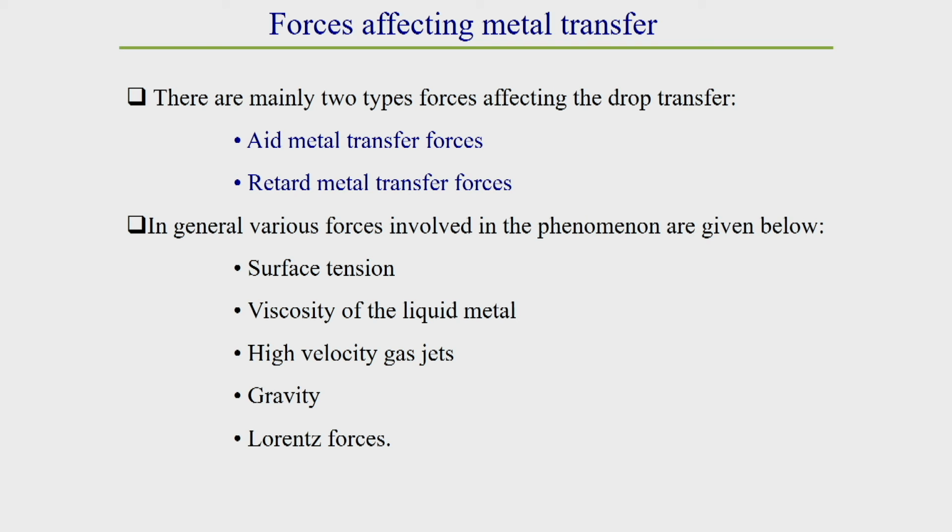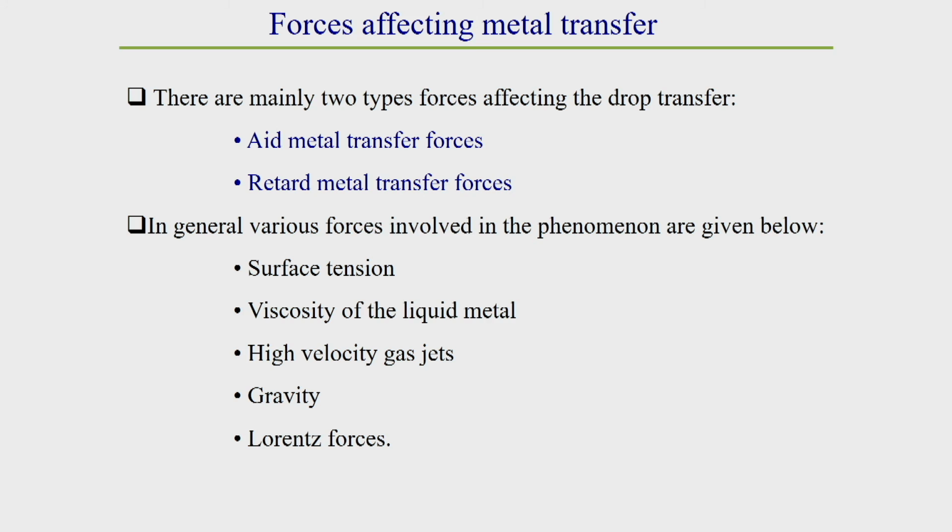In case of metal transfer, there are two different types of forces affecting that metal transfer or drop transfer from electrode to workpiece. This is what I am discussing here. This is for consumable types of electrode. Consumable, that means this electrode generally melts, a drop forms, and there is drop transfer from electrode to workpiece. I am talking about consumable electrodes because metal transfer takes place in case of consumable electrode.